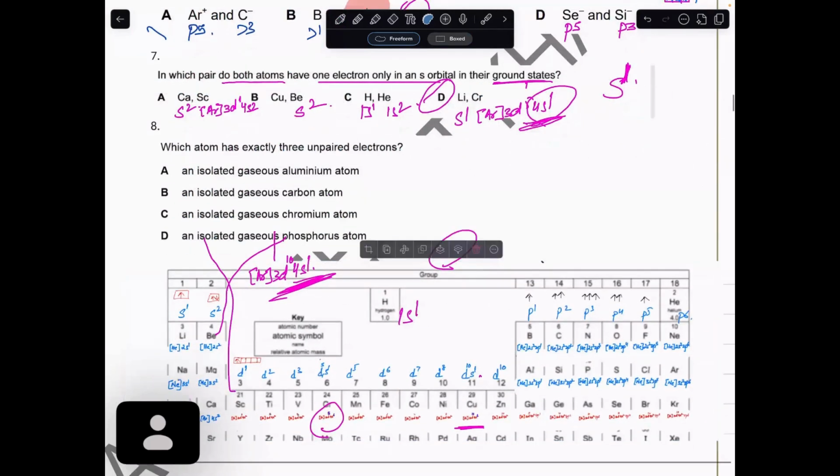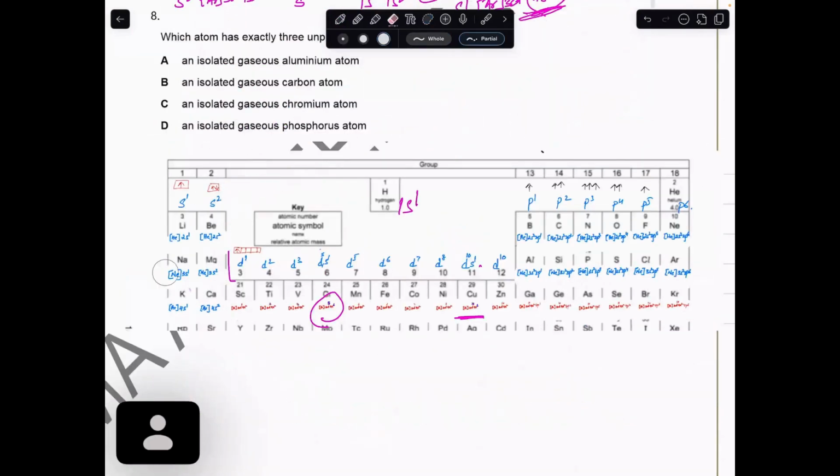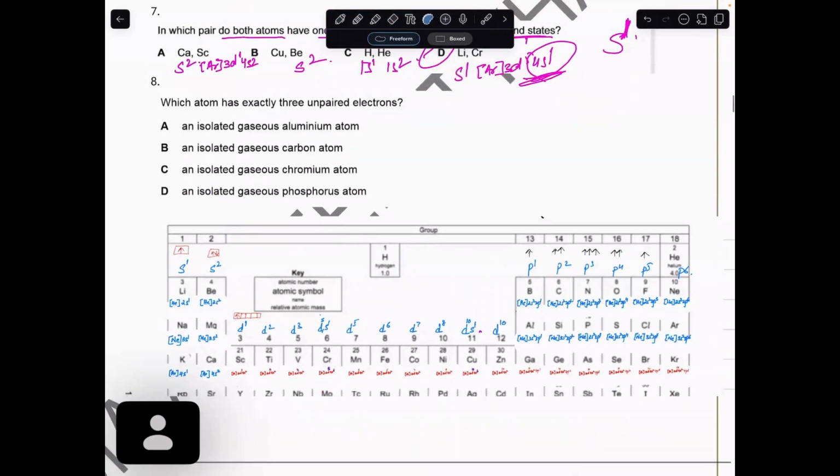See, there are so many questions about unpaired electrons. Which atom has exactly 3 unpaired electrons? 3 unpaired. Aluminium, 3p1. At the end, 3p1, 1 unpaired.